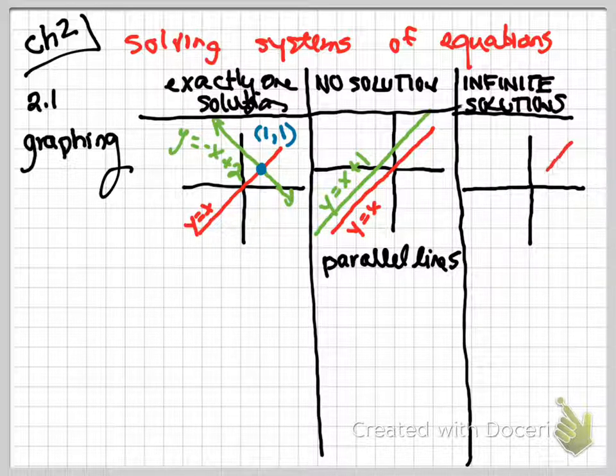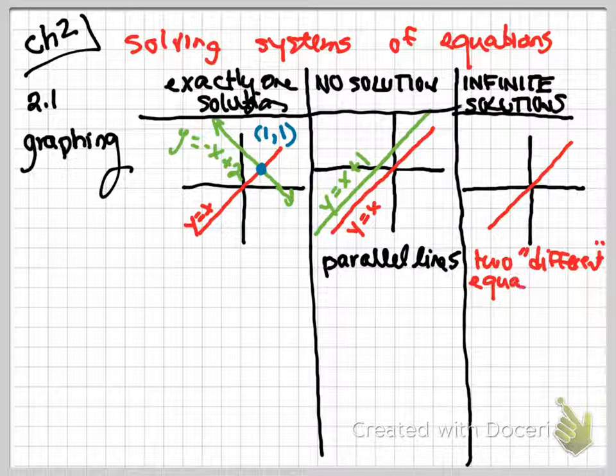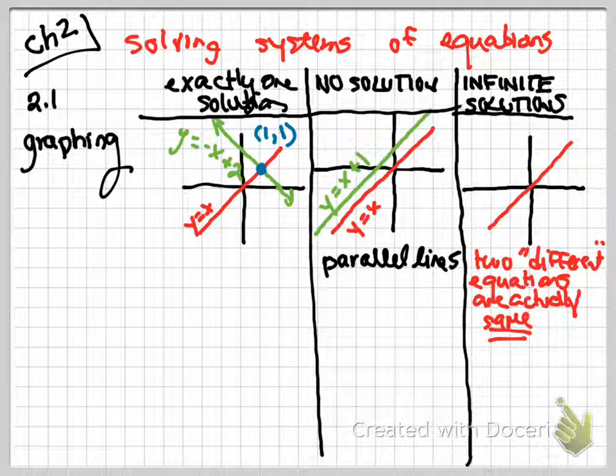But then we go to graph them, and we find out that these two supposedly different linear equations are actually the same equation. It looks like we were given two different equations to graph, but oh no, we find out that there's actually only one line.